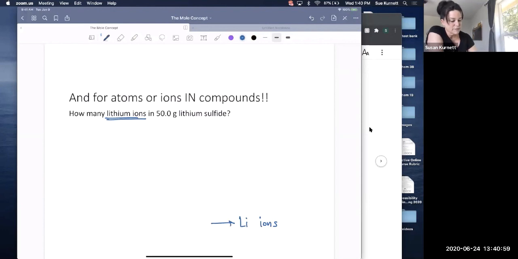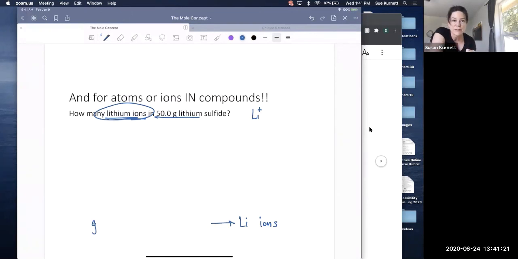Is what we're solving for. And then we're starting with 50 grams of lithium sulfide. So we have grams of a compound. Lithium is a group 1 metal. It loses 1 electron to become like helium. It's element number 3, but if it loses 1 electron, it has 2, like helium has 2, and that's really stable.